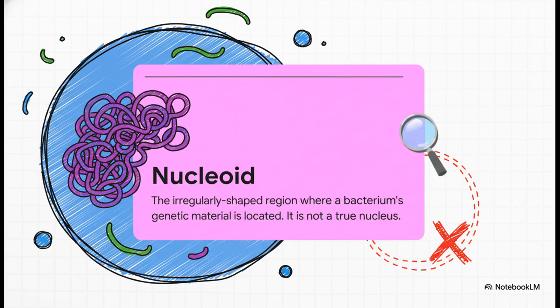And where does this big DNA loop live? Not in some fancy walled-off nucleus like in our cells. Nope. It just kind of hangs out in a specific region of the cell called the nucleoid. Think of it as an open-plan office for the genetic material. No walls, no membrane. It's a classic prokaryotic feature.